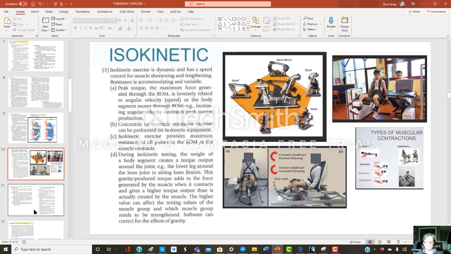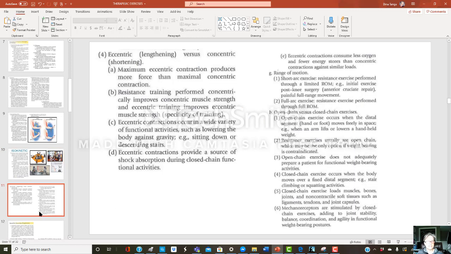Okay, isokinetic. Eccentric lengthening versus concentric shortening. I don't think we need any pictures for this. Maximum eccentric contraction produces more force than maximal concentric contraction. Resistance training performed concentrically improves concentric muscle strength, and eccentric training improves eccentric muscle strength.